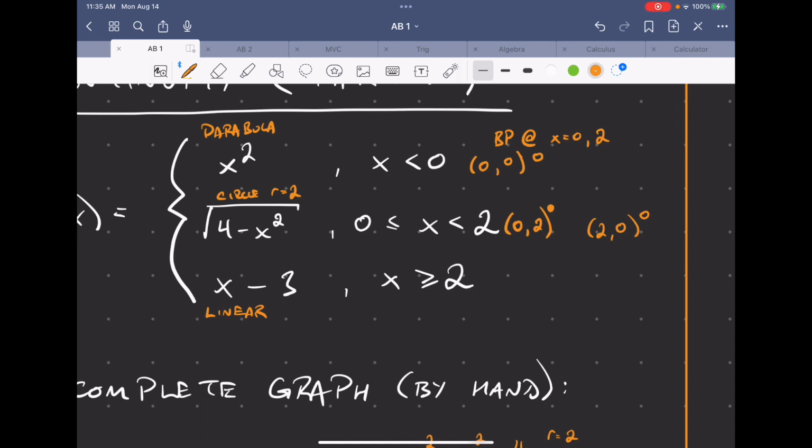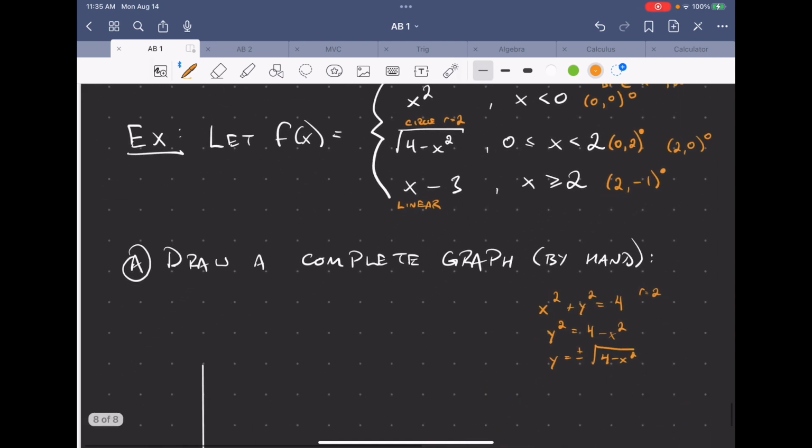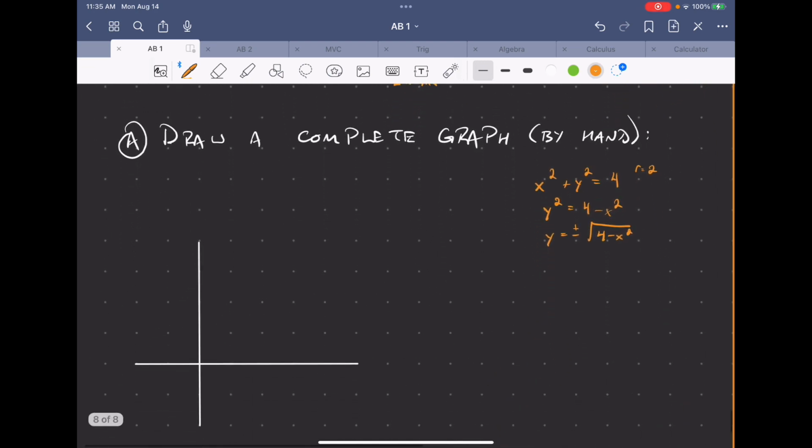And then finally, we have the linear function x minus 3. That only has the breakpoint at 2. If I plug in 2, I would have 2 minus 3, which is negative 1. That is equal at 2, so that would be a closed circle. Now we want to draw a complete graph by hand. This is not something you would be asked to do on the AP exam, but it really will help you out with calculus if you're able to draw these things by hand.